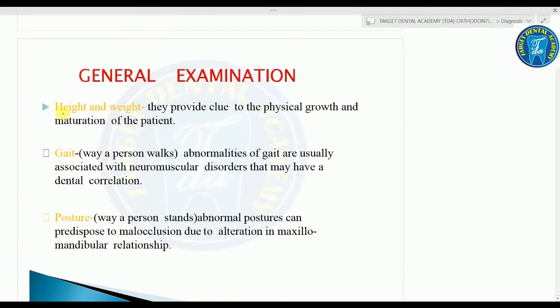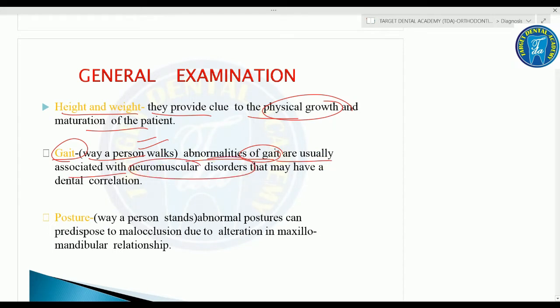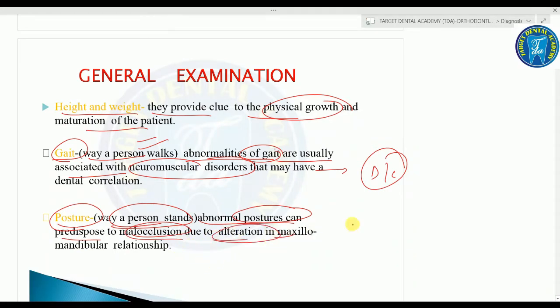Starting with the general examination, you can check for the height and the weight, so that they provide a clue for the physical growth and the maturation of the patient. The gait means how the patient walks or how the patient enters into your clinic or your hospital. The abnormalities of the gait are usually associated with any kind of neuromuscular disorder that may or may not be related to the dental correlation. The posture in which the patient stands, if it is an abnormal posture, can predispose to a number of malocclusions due to the alteration in the maxillomandibular relationship.